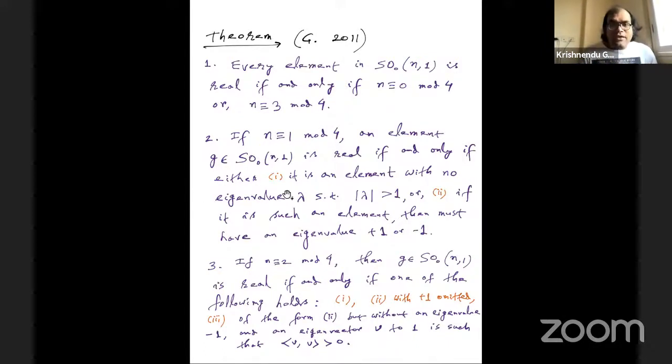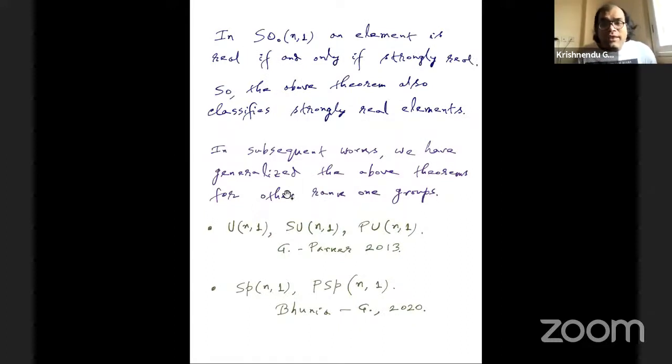All right. Now this was the classification of real elements. Now it is not difficult to prove that an element in SO(n,1) is real if and only if strongly real. So these two theorems together classify strongly real elements. Now this essentially completes the picture of classical space forms of constant curvature, I mean the question of reversibility and strong reversibility in the classical space forms of constant curvature.